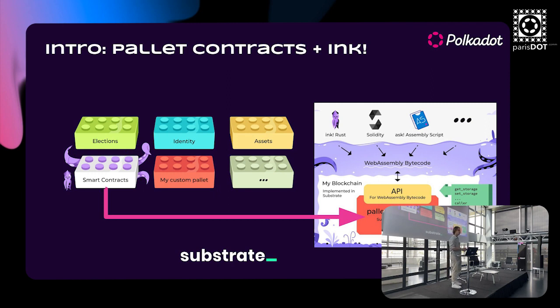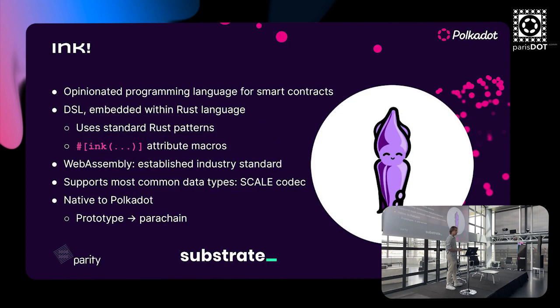And one of them that we relatively recently developed is the Contracts pallet. And the Contracts pallet is a WASM execution environment that allows you to compile any code written in a high-level language down to a WASM binary and execute it on chain. And then we have Ink.